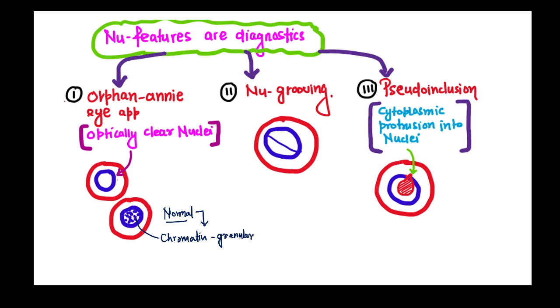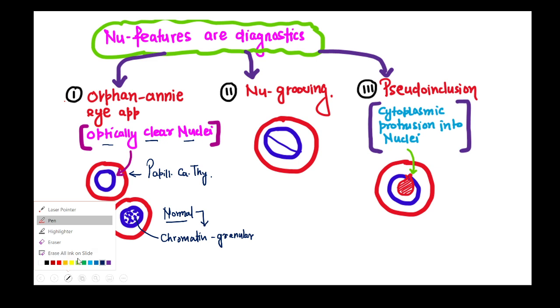But what is happening in the papillary carcinoma of thyroid? So this is the papillary carcinoma of thyroid. In papillary carcinoma of thyroid, you can see there is no nuclear chromatin. So this is called optically clear nuclei, right? That is how we are denoting them, optically clear nuclei. So now you understood optically clear nuclei. Optically clear nuclei is called Orphan Annie eye appearance.